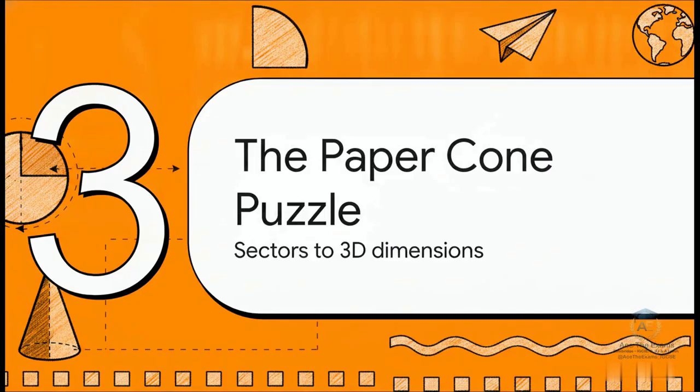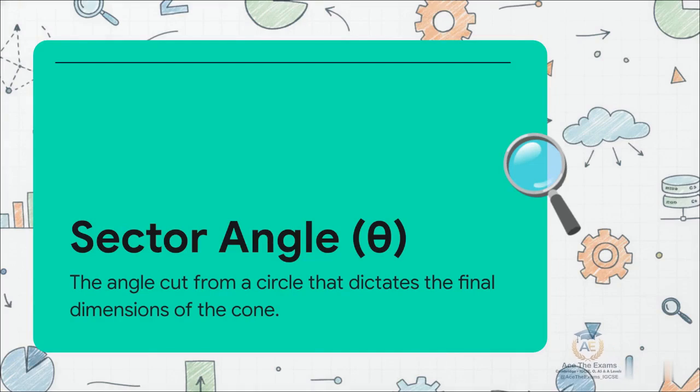Let's move on to Section 3, the paper cone puzzle. This is where we start connecting 2D sectors directly to 3D dimensions. We've looked at folding rectangles, and we've looked at packing cubes. Now, let's step up the mathematical complexity and dive into curves and 3-dimensional geometry.